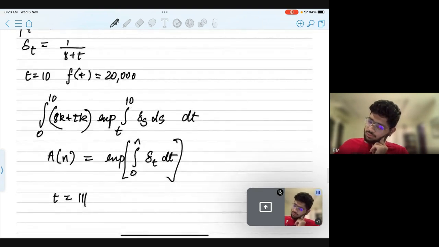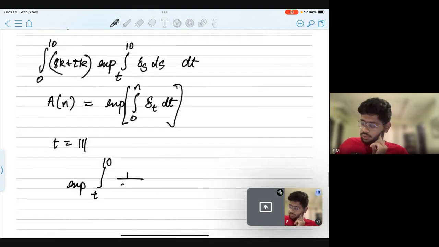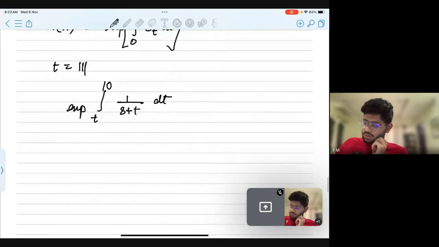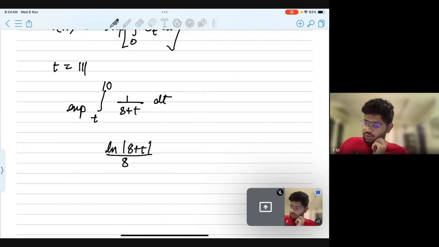This becomes exponential of the integral from t to 10 of 1 upon 8 plus t dt, which is equal to ln 18 by 8 plus t by 8.